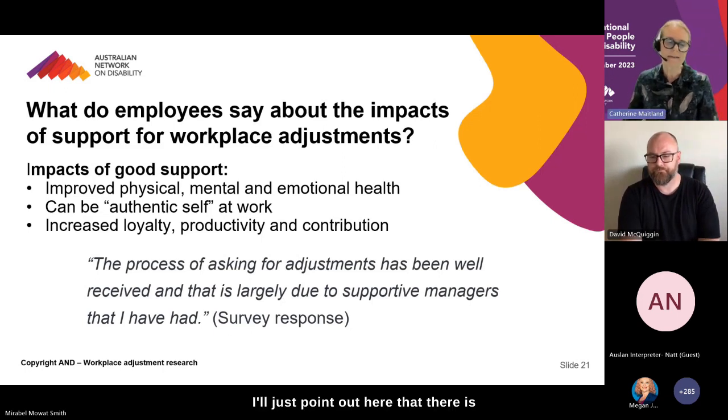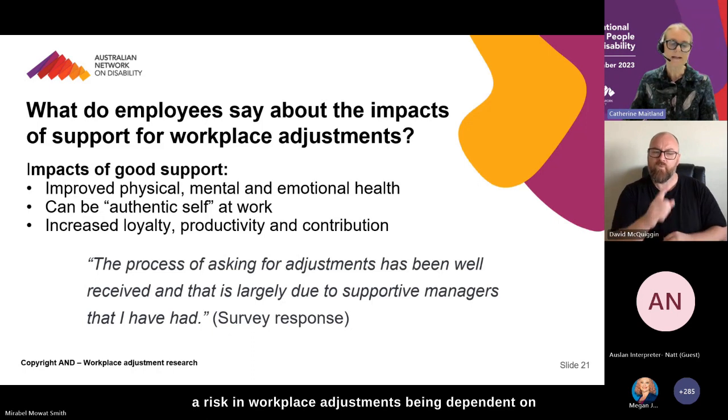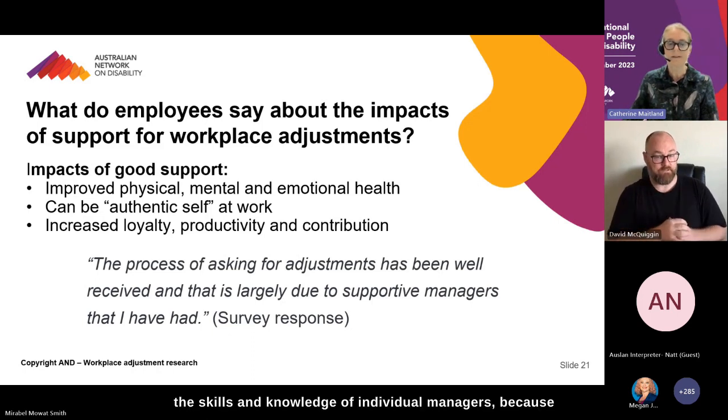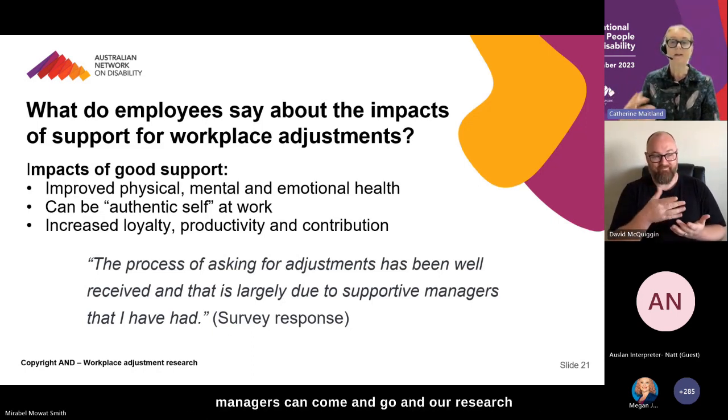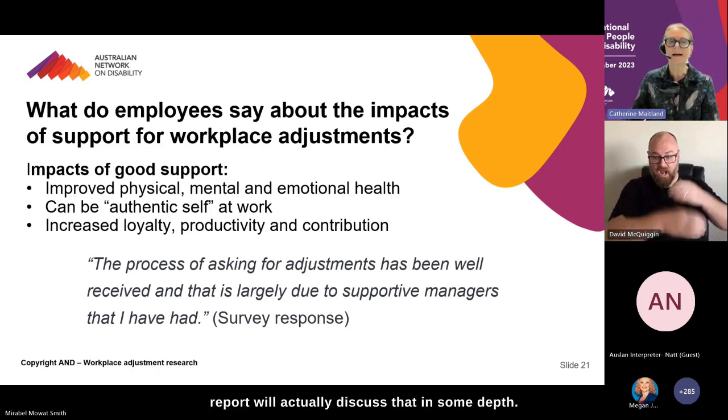I'll just point out here that there is a risk in workplace adjustments being dependent on the skills and knowledge of individual managers, because managers can come and go. And our research report will actually discuss that in some depth.